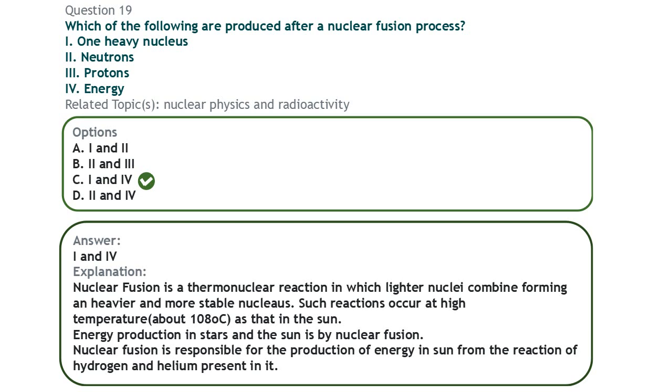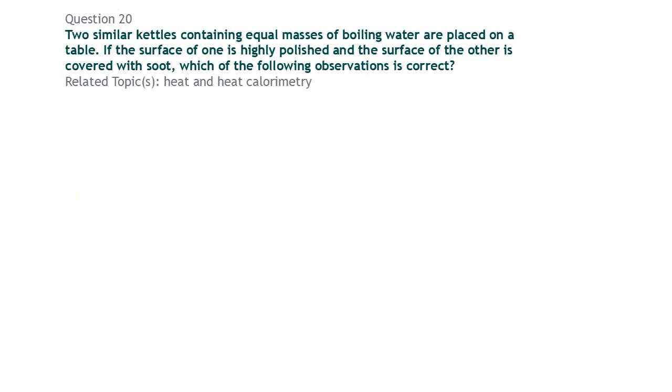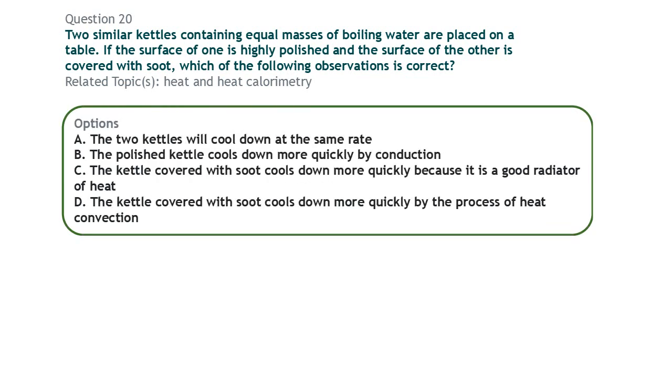Remember the principle of conservation of matter. Matter is neither created nor destroyed. But what we have formed there is a heavier nucleus, a heavy nucleus, and energy is also released in the process. The energy production in stars and in the sun is by nuclear fusion.